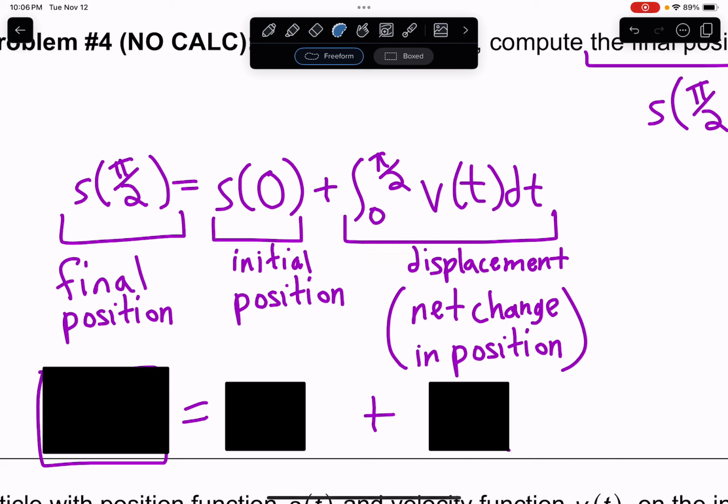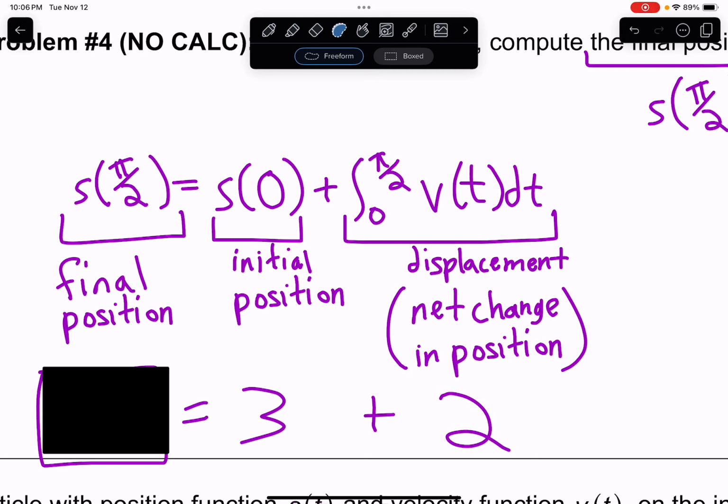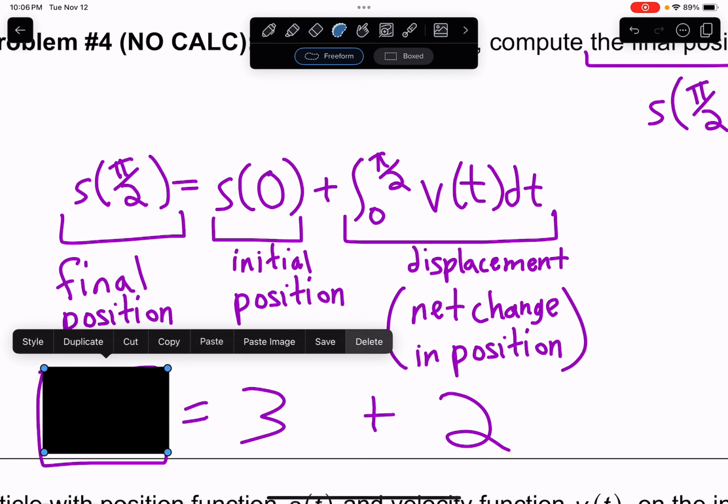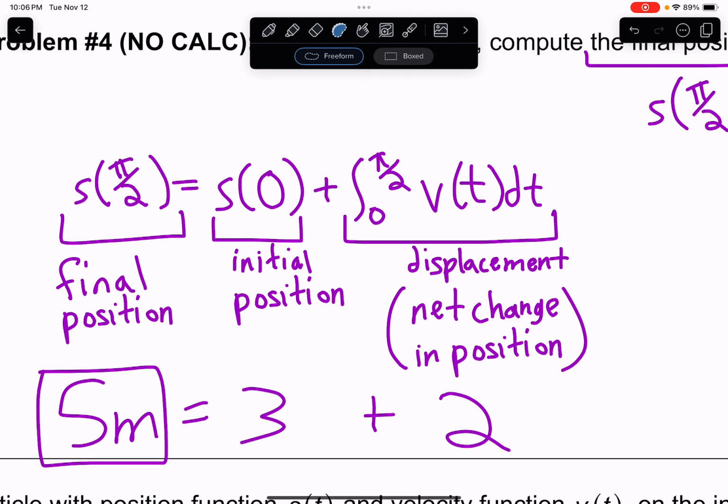And so, what are these values? We are given s of 0 is 3. We already computed in group problem 2 that the displacement was 2. Add them up, we get 5 meters for our final answer.